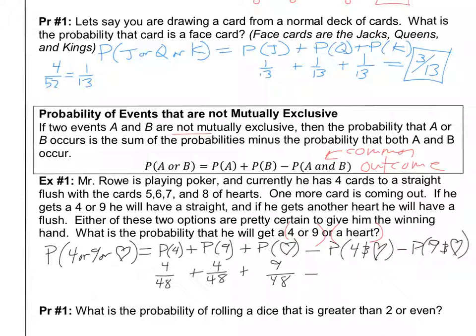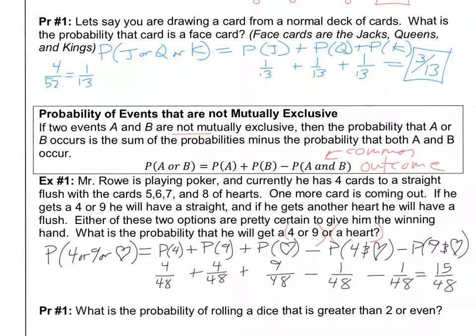Minus, now there's only one card that is a 4 and a heart, and that's the 4 of hearts. Pretty easy to kind of think about what that one is. So we're going to subtract that one card that is a duplicate or a common outcome. And we're also going to subtract the 9 of hearts because that is the one card that is a 9 and a heart. Okay, and this is pretty easy to calculate. It's going to be out of 48 here. So 4 plus 4 is 8, plus 9 is 17, minus 1 and minus 2 is 15.